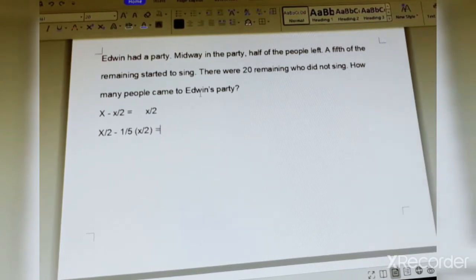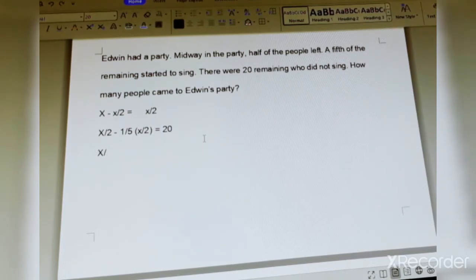So some are singing while others were not. So some were singing, the 1/5 of the remaining, while there were 20 who did not sing. So X over 2 minus 1/5 of X over 2 equals 20. These 20 are those who did not sing. So this is our equation to solve for X, the total number of people who came to Edwin's party.